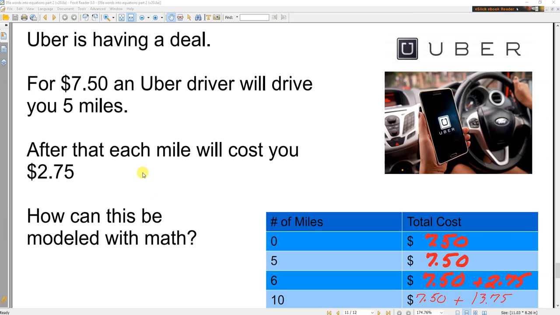Try to model that. That models it. Here are my free 5 miles that I get. Here's the cost per mile after that, and here's the starting cost just to get in the car.